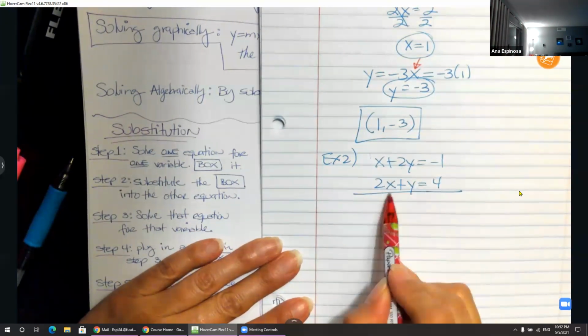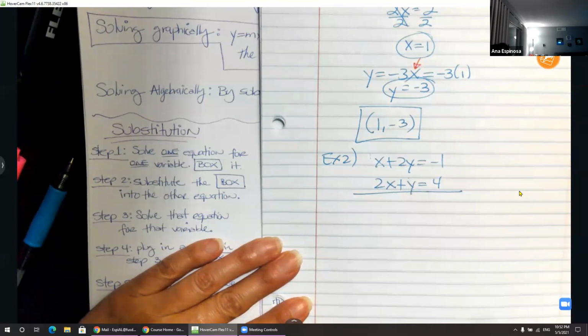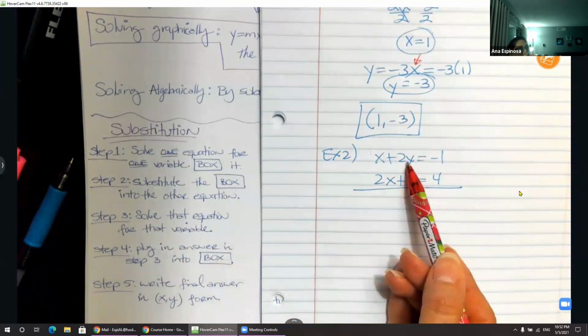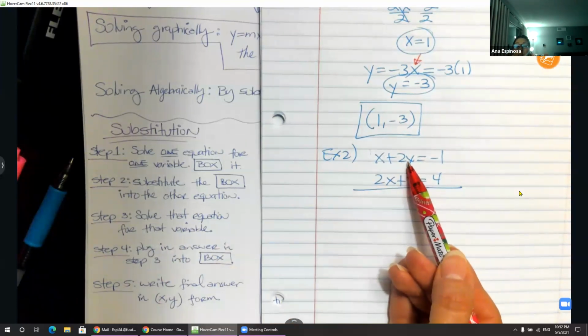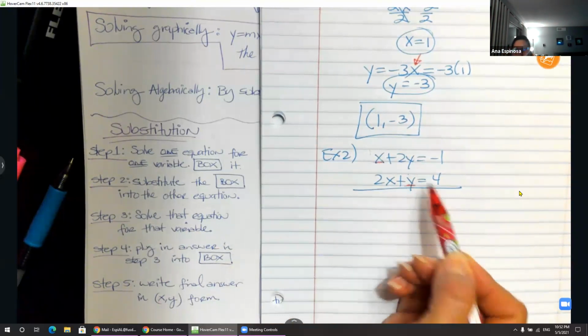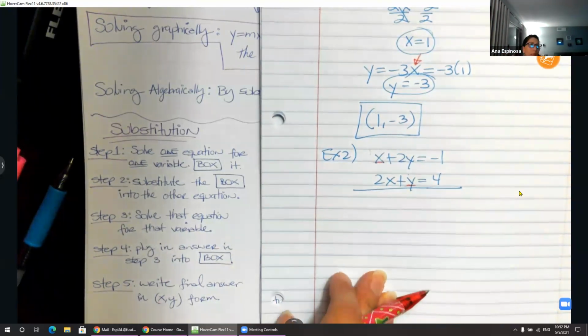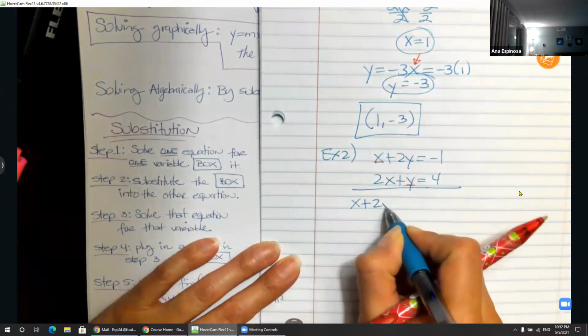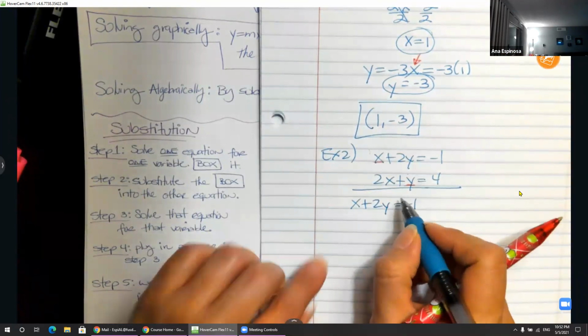This one has a 2. This one has a 2. This one has a 1. You would not want to choose equation 1 and solve for the y. Because what's going to happen is at the very end, you're going to have to divide by 2, and that will create fractions. So you would want to solve for this x right here or this one. It doesn't matter which one. Okay, let's take the first one. But it doesn't matter. So I'm going to take equation 1 and I'm going to solve it for x.